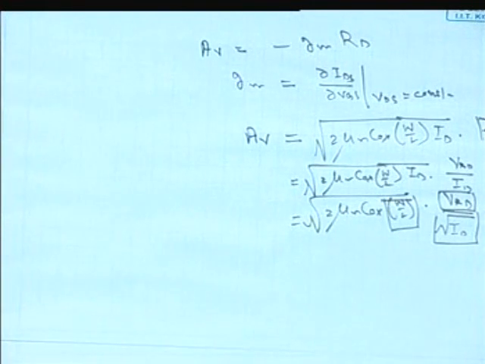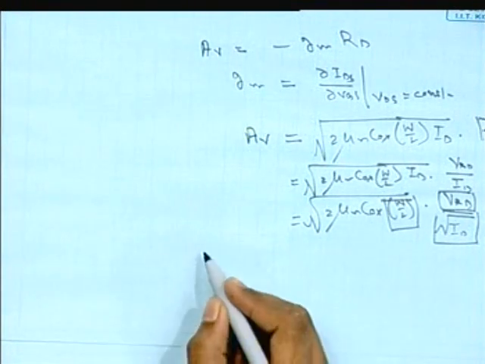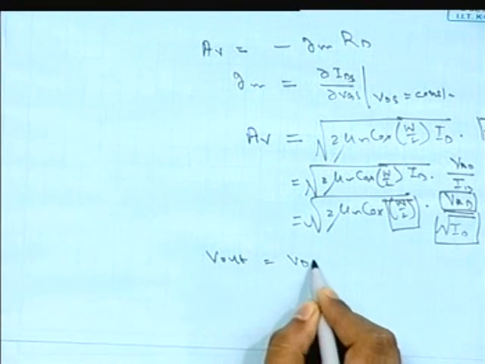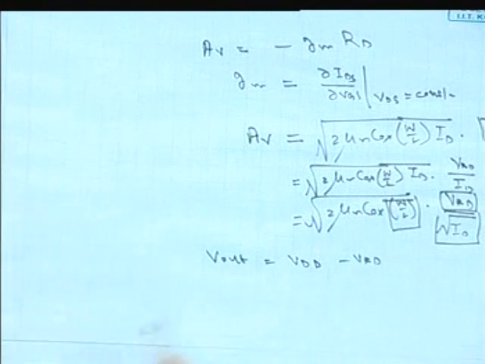Next we will increase the VRD. If we want to increase the VRD taking ID as a constant, then we have to increase RD. But if we increase the RD, see that the output voltage is nothing but VDD minus VRD. So if we increase the VRD to get more gain, the output voltage swing will be less, because this is nothing but VDD minus VRD.